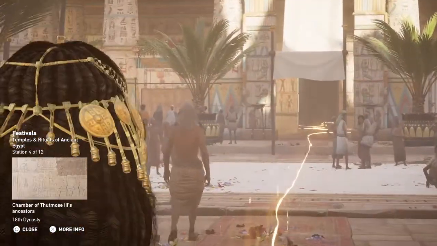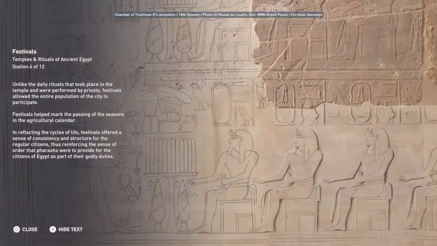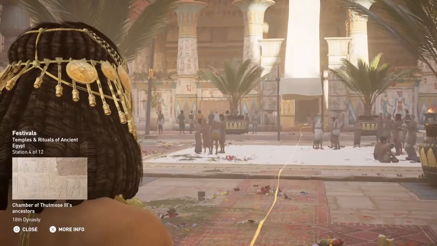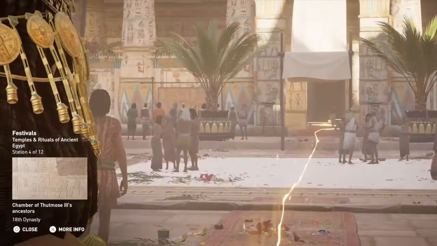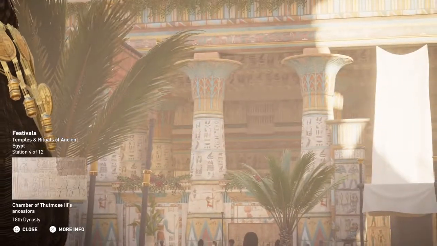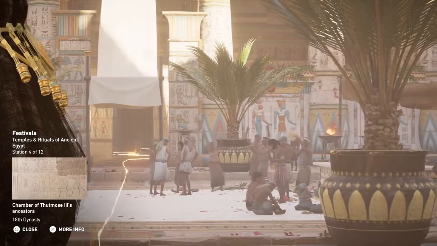Unlike the daily rituals that took place in the temple and were performed by priests, festivals allowed the entire population of the city to participate. Festivals helped mark the passing of the seasons in the agricultural calendar. In reflecting the cycles of life, festivals offered a sense of consistency and structure for the regular citizens, thus reinforcing the sense of order that pharaohs were to provide for the citizens of Egypt as part of their godly duties.